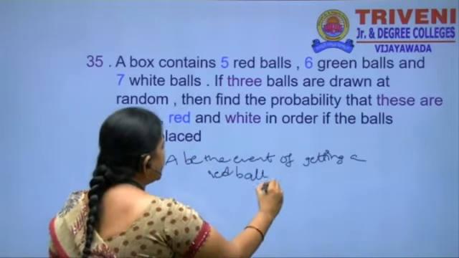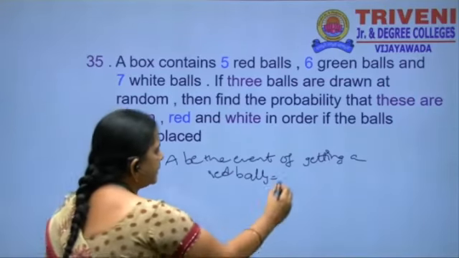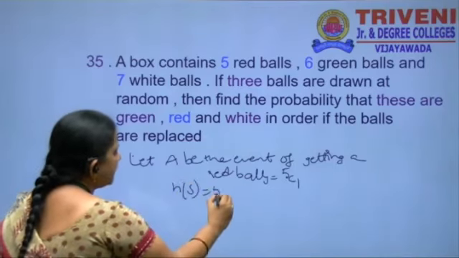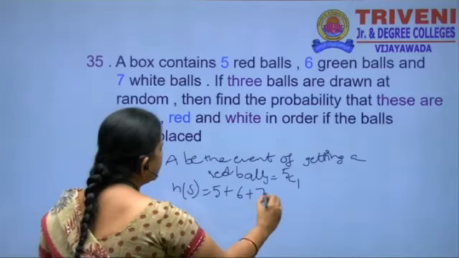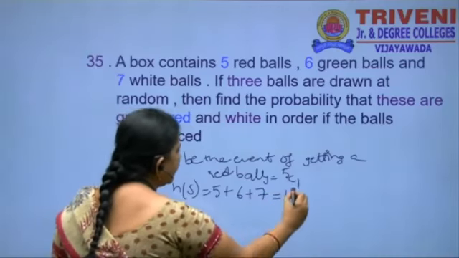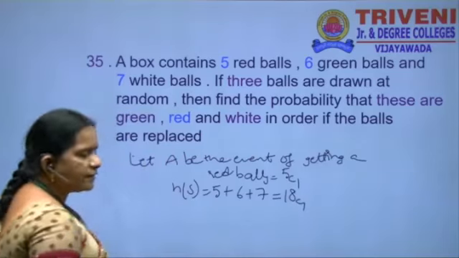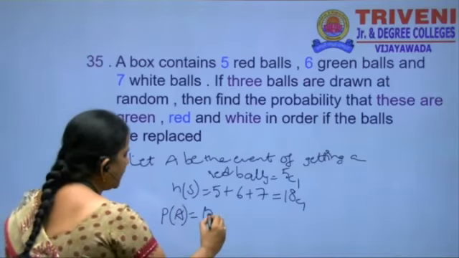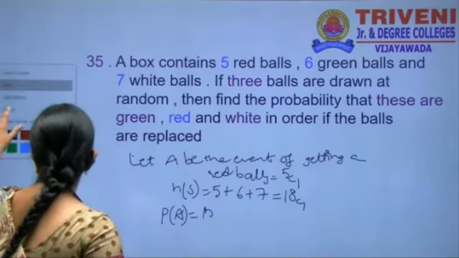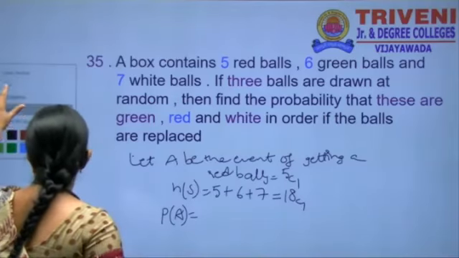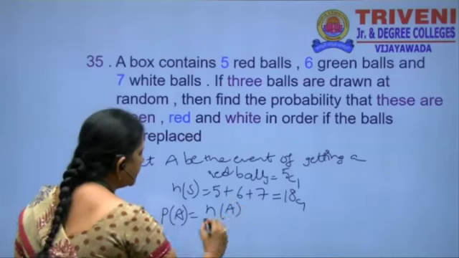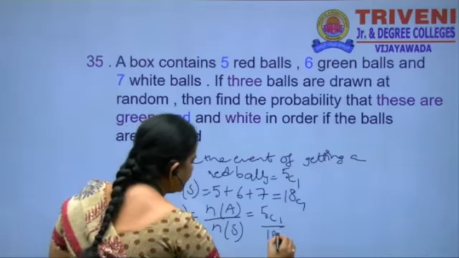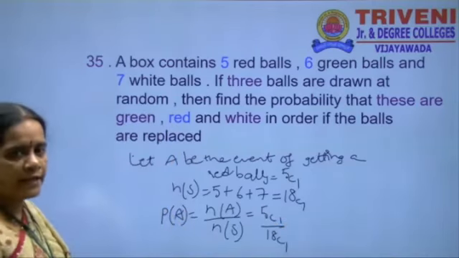How many red balls are there here? 5. We take only 1. That is 5C1. N of S is equal to 5 red balls plus 6 green balls plus 7 white balls, total 18 balls. That is N of S, also 18C1. Therefore, P of A, getting a red ball, is N of A by N of S, that is 5C1 by 18C1.